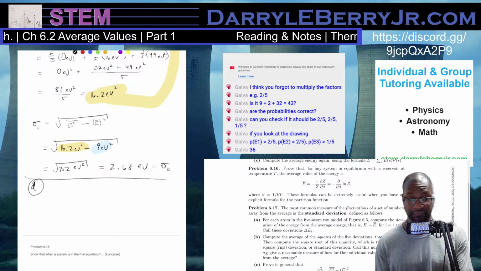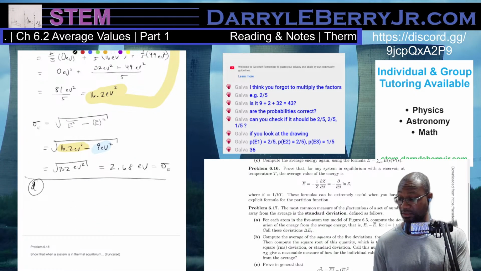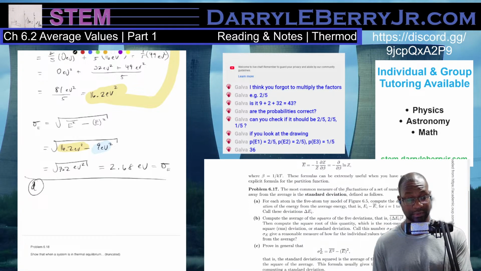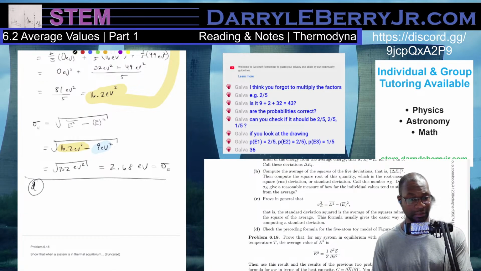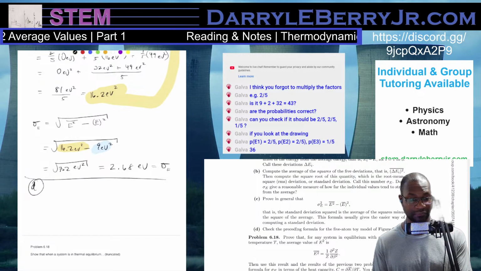And let's see what we're doing for D. I should look at it in the textbook. Have a look at that in a bit. Check the preceding formula for the 5-atom toy model. I should have done this the whole time. Check the preceding formula for the 5-atom toy model. Yeah, we just did that.